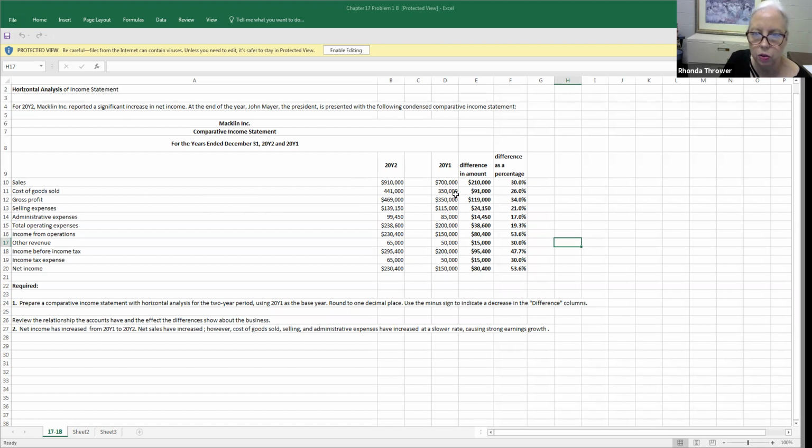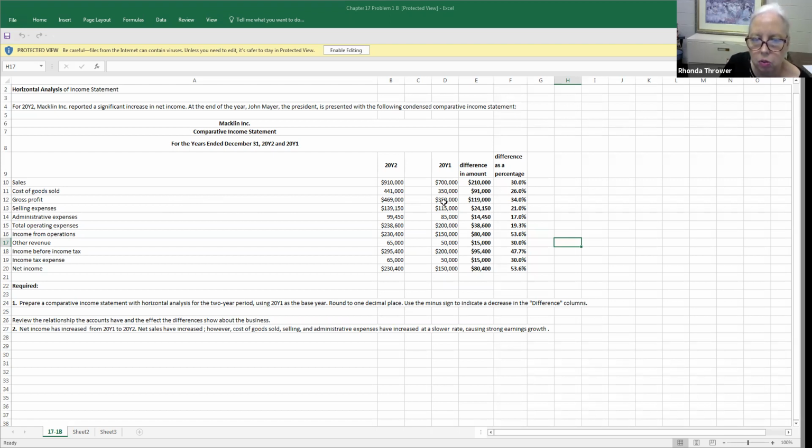You'll first find the difference between year one and year two. The difference in cost of goods sold is $91,000. That difference is an increase in cost of goods sold from year one to year two. And that increase in amount of $91,000 can be converted to a percentage so that you would be able to compare the 2 years. So take 91,000, divide it by 350,000, and that will give you 26% as the difference. You're going to do this for each one of these amounts.